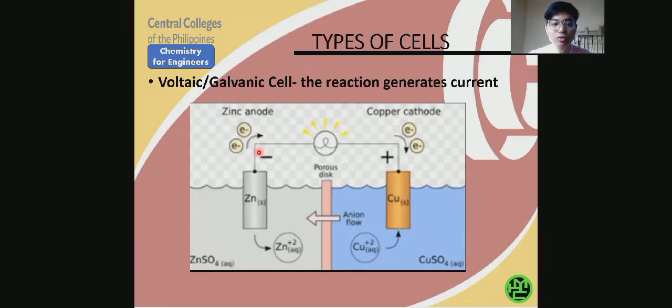Now, those two electrons will then pass through this wire, going to our copper, on our cathode side. They will be consumed by our copper. So the copper will use the two electrons to yield the copper sulfate solution, or our Cu2+ in an aqueous form.